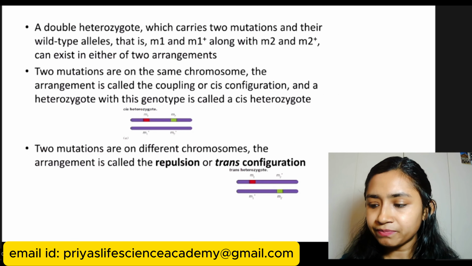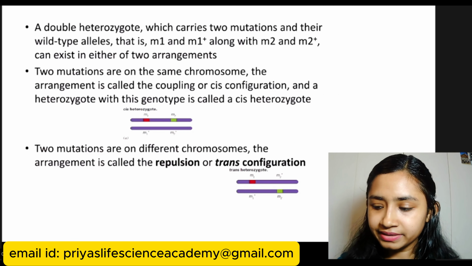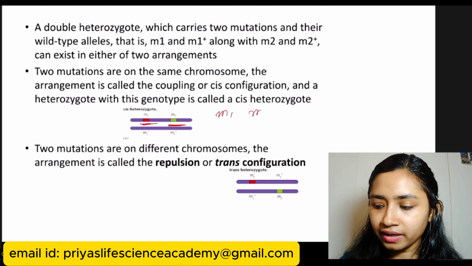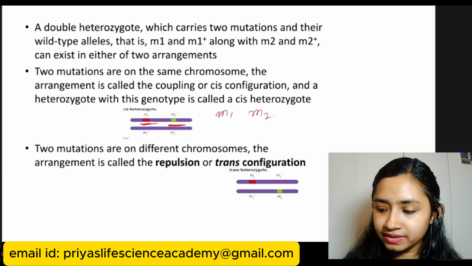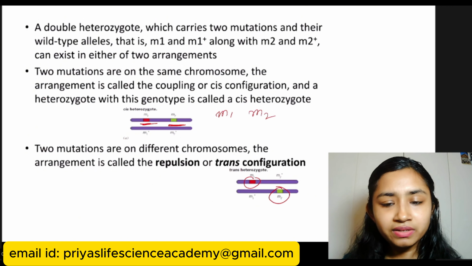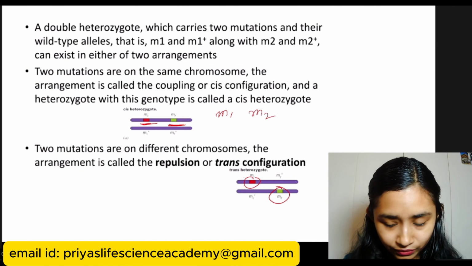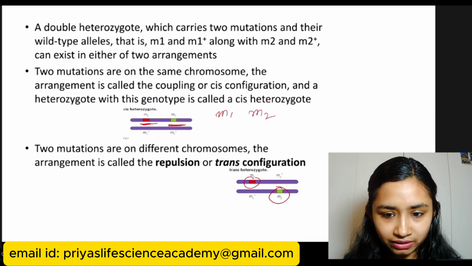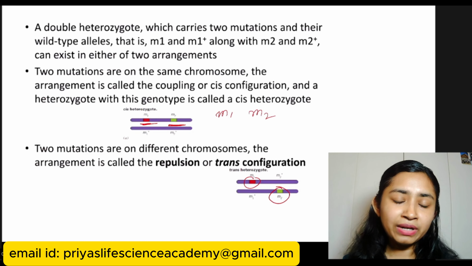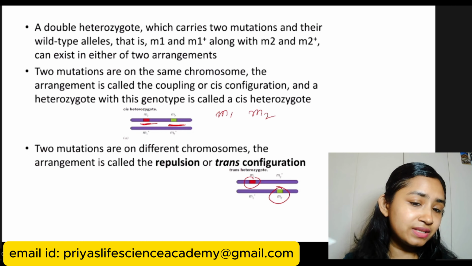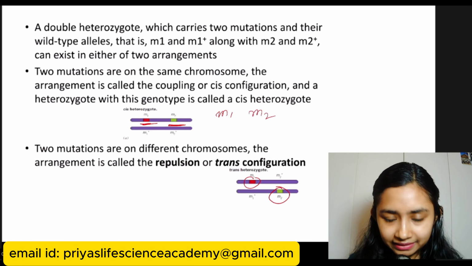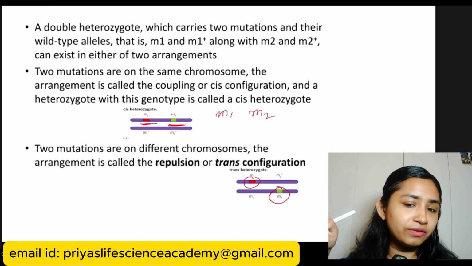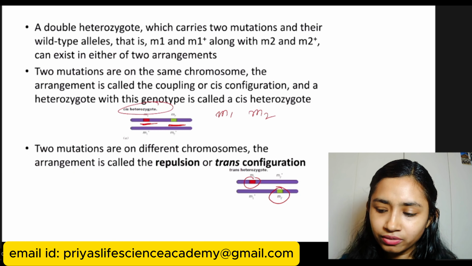This is the example where you can see that these two mutations, M1 and M2, are on the same chromosome. So this is the cis configuration. And here you can see this M1 and M2, these two mutations, are on different chromosomes. This is known as the trans configuration. So whenever the mutations are on the same chromosome, it is known as cis, and whenever they are on different chromosomes, it is known as trans. They are also heterozygotes because M1 and M2 are two different kinds of mutations. So this is a cis heterozygote and this is a trans heterozygote.